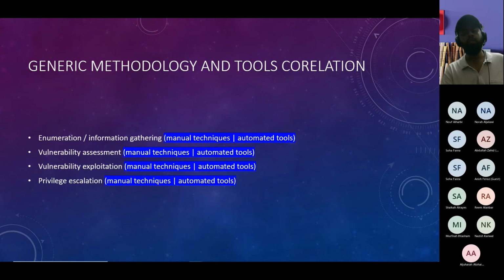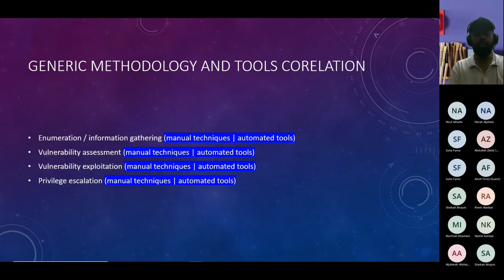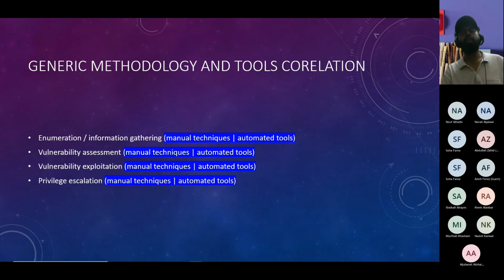Similarly, for vulnerability assessment, there are manual techniques as well as automated tools. And for exploitation and privilege escalation, for all these phases, there are manual techniques and automated tools as well. Just to clarify, do not think of enumeration of a web application as a tool where you press a button and get the enumeration. This is not the way. For enumeration of a web application, you have to do a lot of manual work and you will definitely be using automated tools. With a combination of both, you can get a good VAPT assessment.